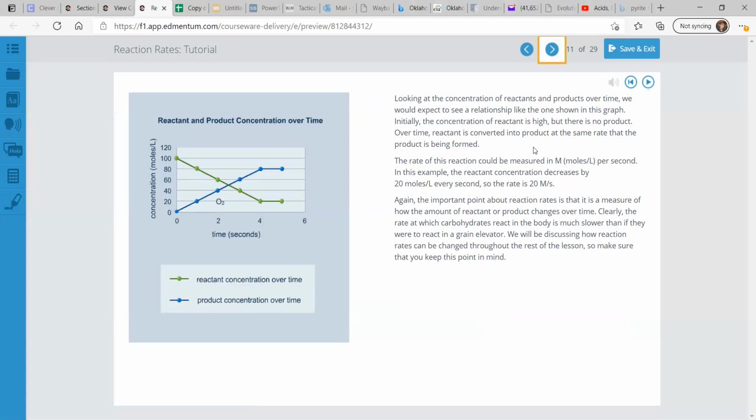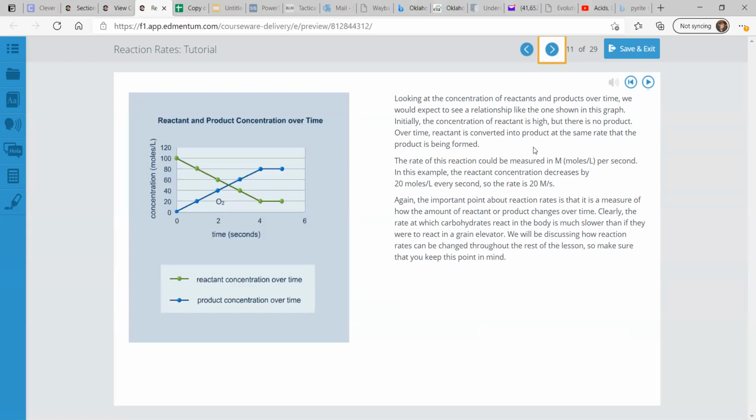The rate of this reaction could be measured in moles per liter per second. In this example, the reactant concentration decreases by 20 moles per liter every second. So the rate is 20 moles per second.